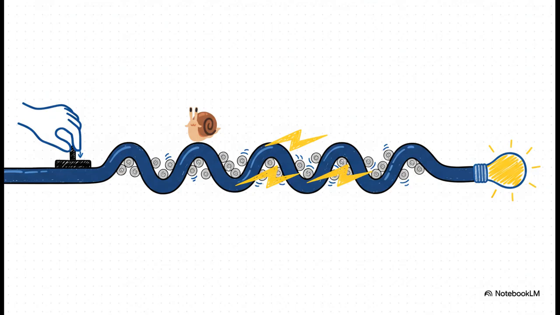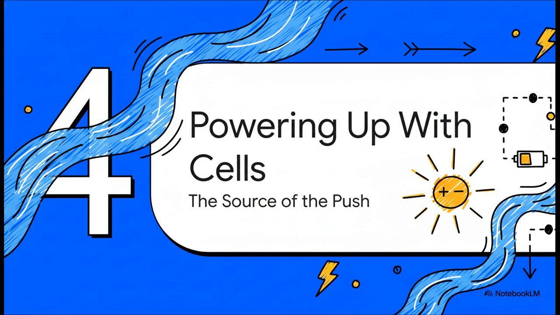How is that possible? Well, it's because the push itself, the electric field, travels at almost the speed of light, about 3 crore meters per second. It's like a long line of dominoes. The signal to start moving travels super fast, even if each electron itself is just taking a slow, lazy step forward.